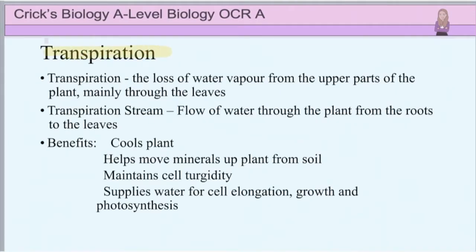Transpiration is the loss of water vapour from the upper parts of the plant, mainly through the leaves, through the stomata. The transpiration stream is the flow of water through the plant from the roots to the leaves. The water moves through the xylem primarily as a result of evaporation from the leaves. The cohesion between water molecules and the adhesion of water molecules to the walls of the xylem create an unbroken column of water. There is also root pressure.